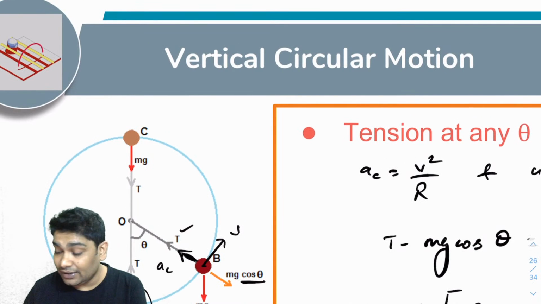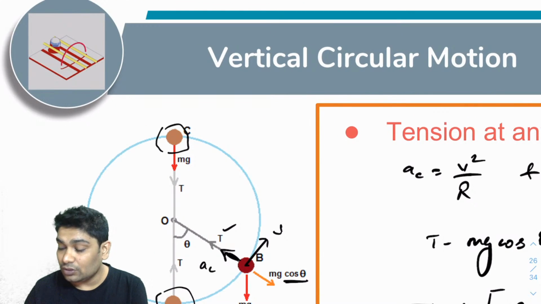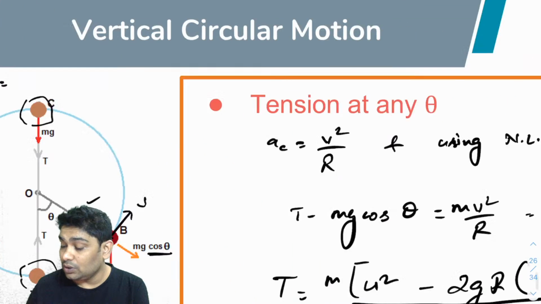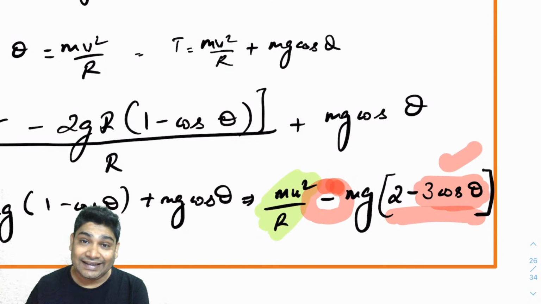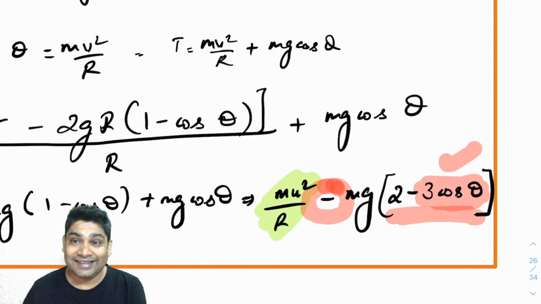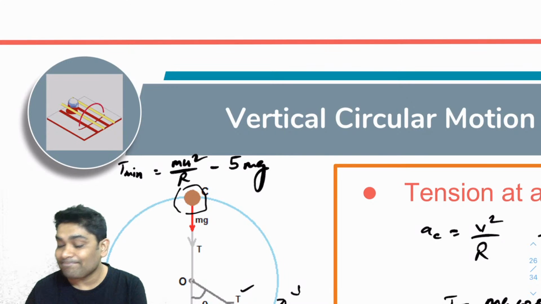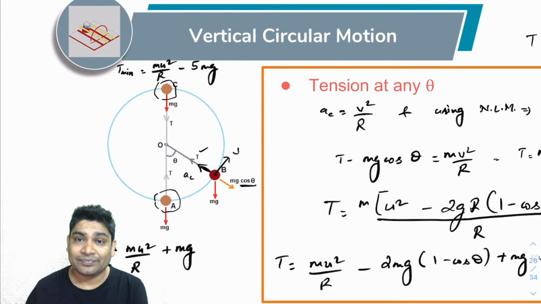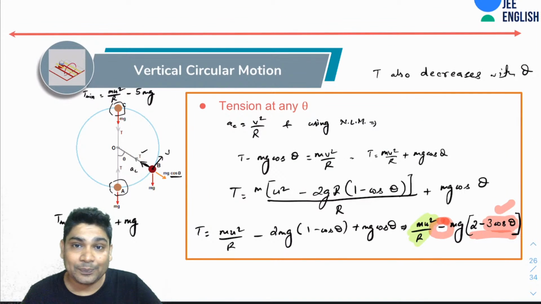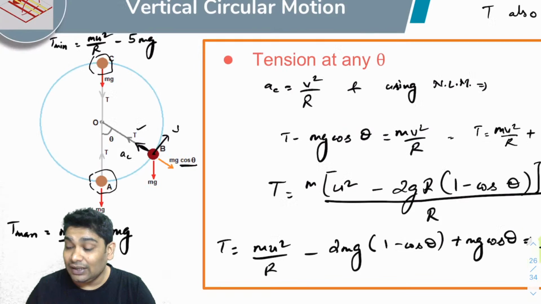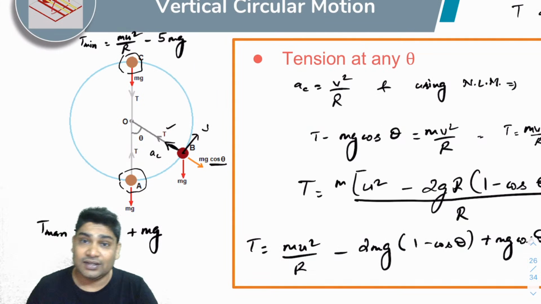Similarly, the tension would be minimum at the top. So T min equals, all you need to do is put theta as 180. When you put theta as 180, you will have 2 minus 3, so that is 2 plus 3, that will be 5, so mu square over r minus 5mg. I hope you guys can see that this is how I am getting my tension. So tension is maximum at the bottom, it is minimum at the top, and these are the expressions that I'm getting for minimum and maximum tensions.